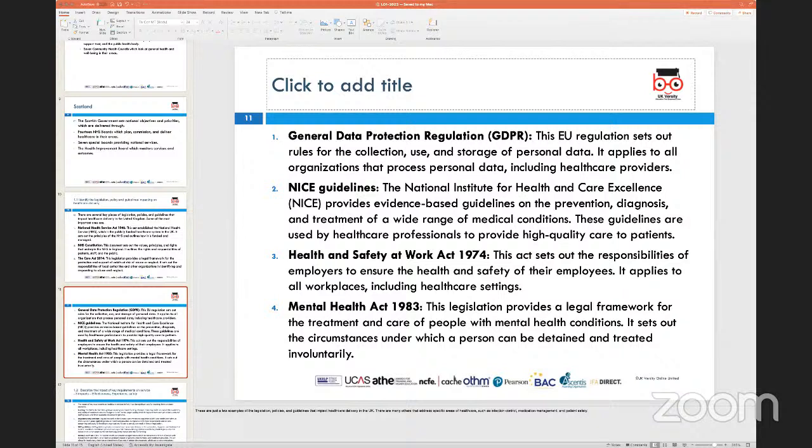Now, one of them is NICE, which is the National Institute for Health and Care Excellence. In short, it is called NICE. This particular organization provides guidance on the formation of national policies, and it advises the Department of Health on how we improve health and social care services.